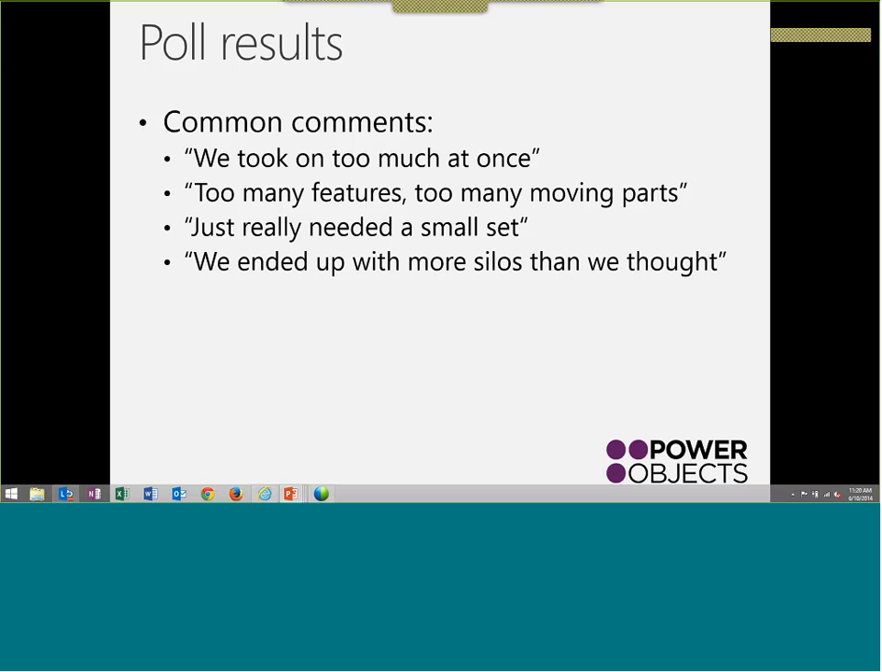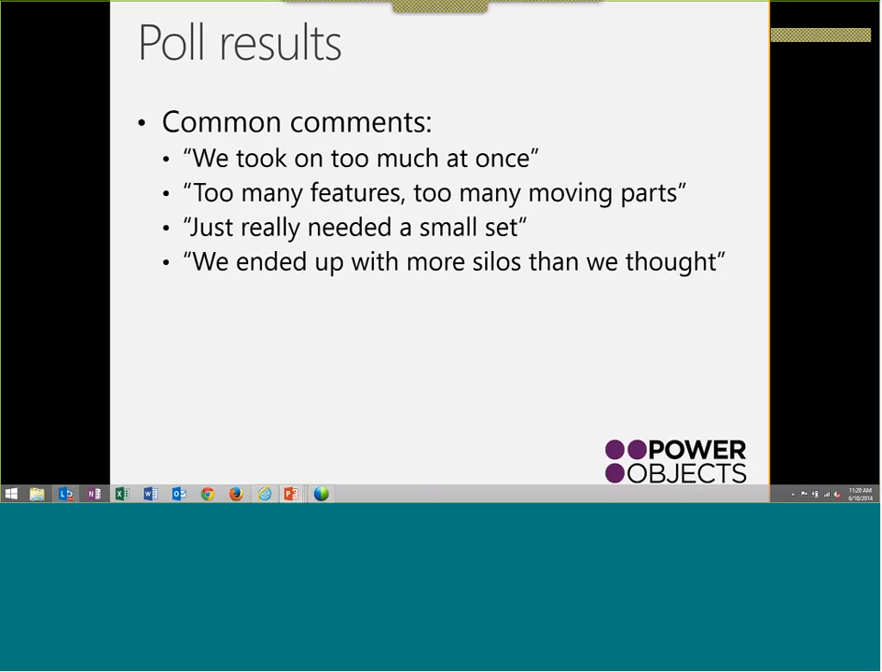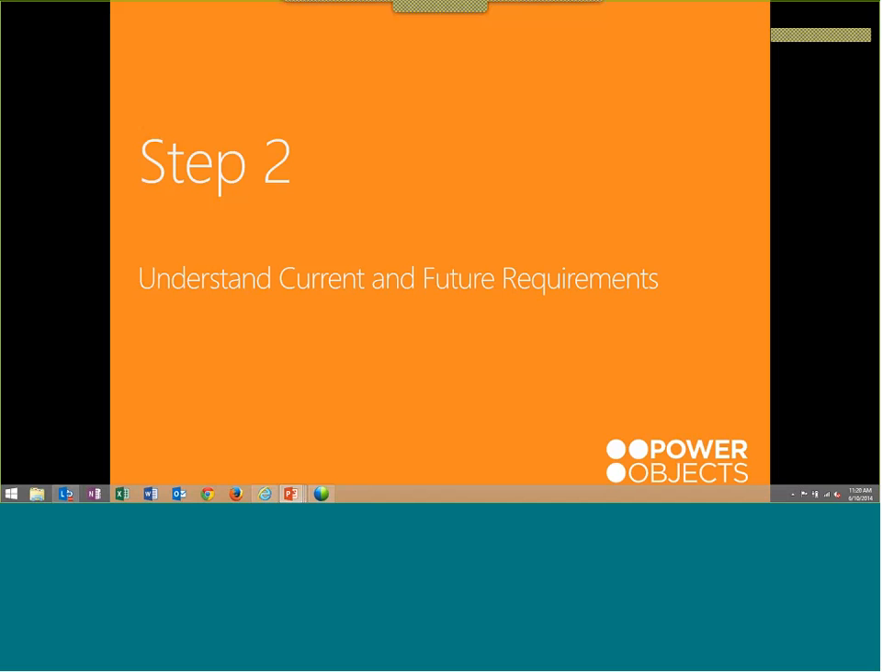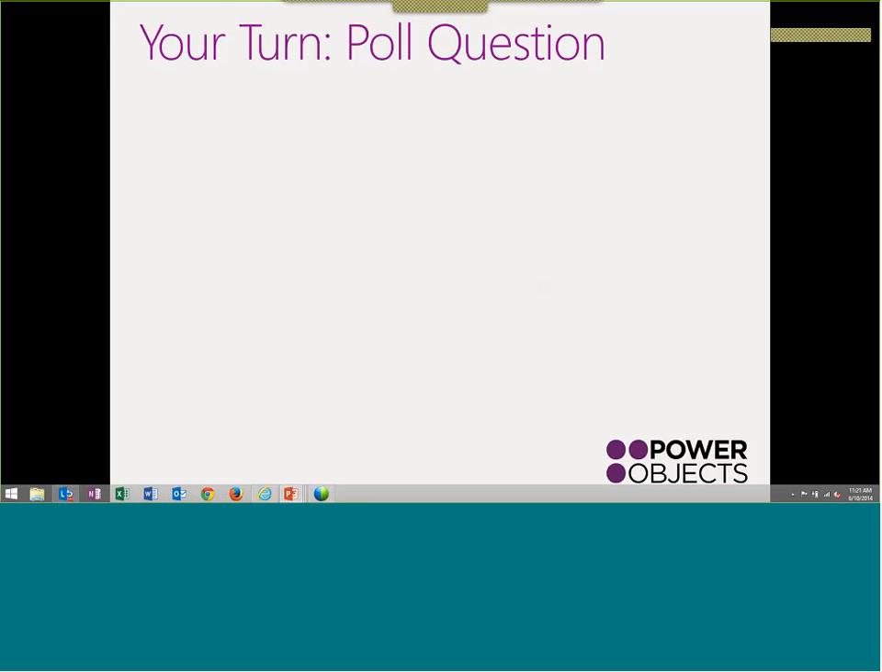So from that, I want to move on past the framework that Gretchen laid out and move on to step 2. Step 2 is understanding what your current and future requirements look like in terms of marketing technology. We'll look at some examples of how that can come together. But again, I wanted to start this section off with a poll question.